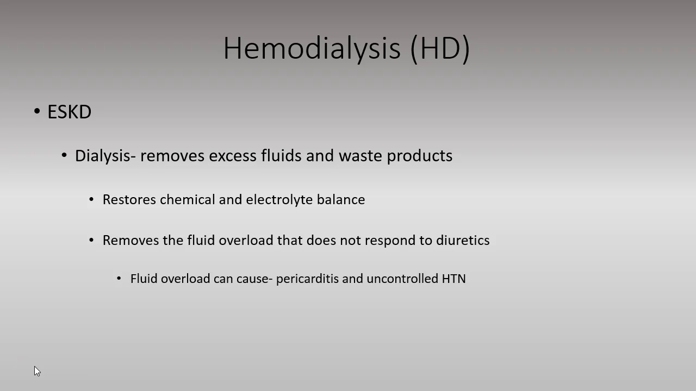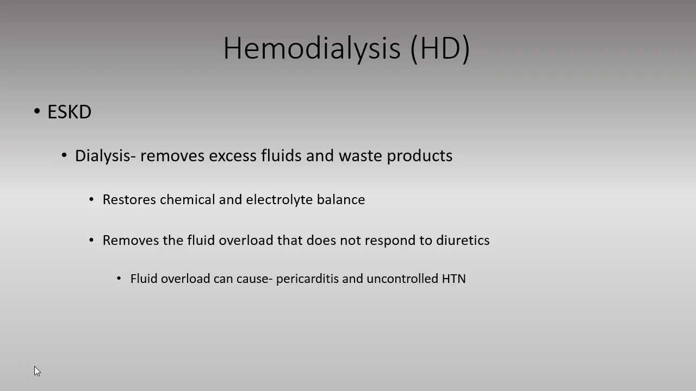Once your kidneys have failed, you will go through hemodialysis, which is HD. For end-stage kidney disease, dialysis removes the excess fluids and waste products. It restores chemical and electrolyte balance. It removes the fluid overload that does not respond to diuretics, which can cause pericarditis and uncontrolled hypertension.